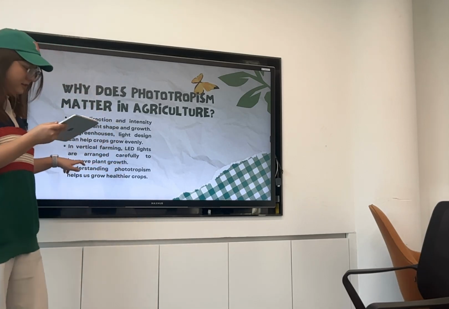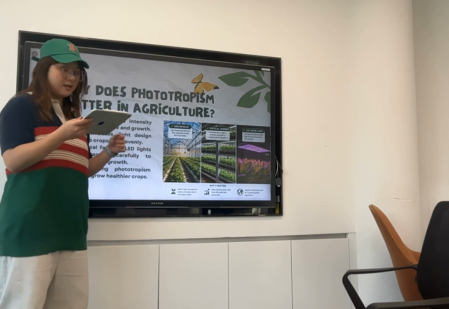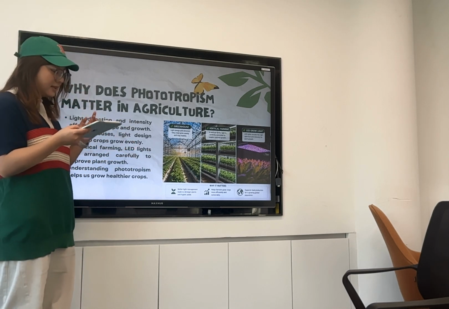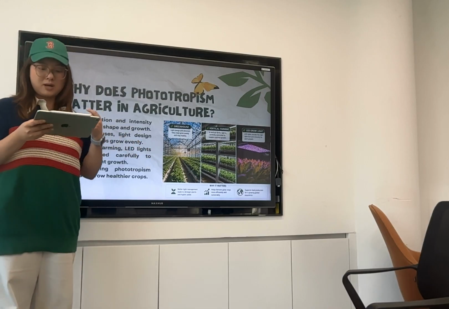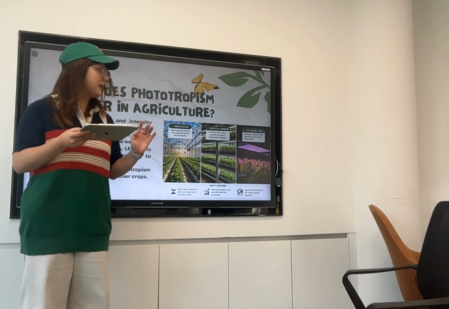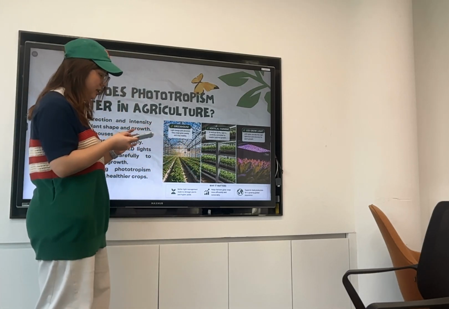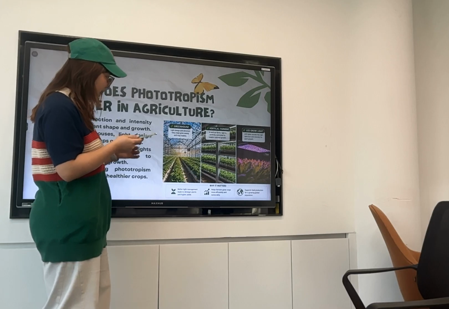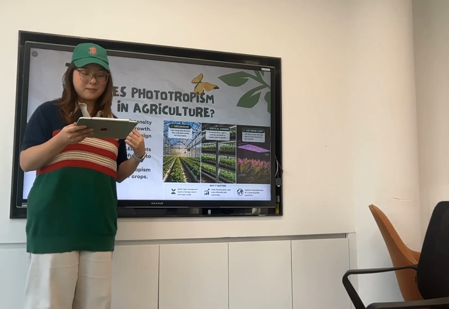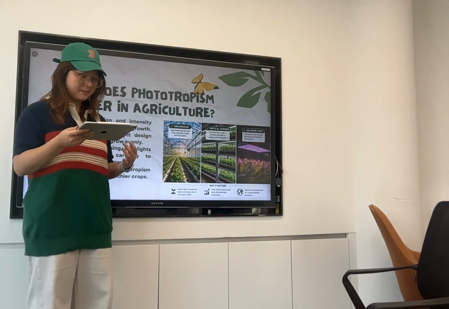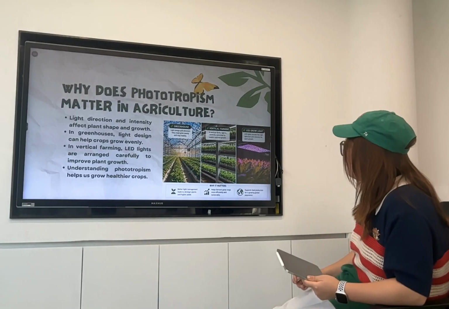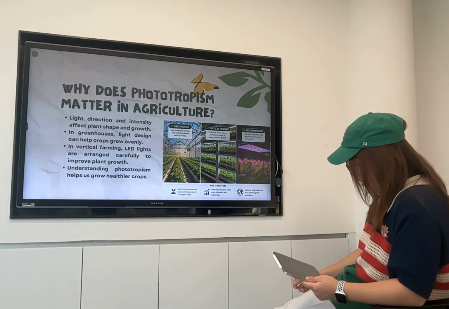And in architecture, light direction and intensity can affect plant shape and growth. In greenhouses, farmers design light conditions to help crops grow straight and healthy. In vertical farming, LED lights are arranged carefully because plants may receive light from different directions and different intensities. Better light management can help improve plant growth and crop yields. So understanding phototropism can actually help us grow food better.